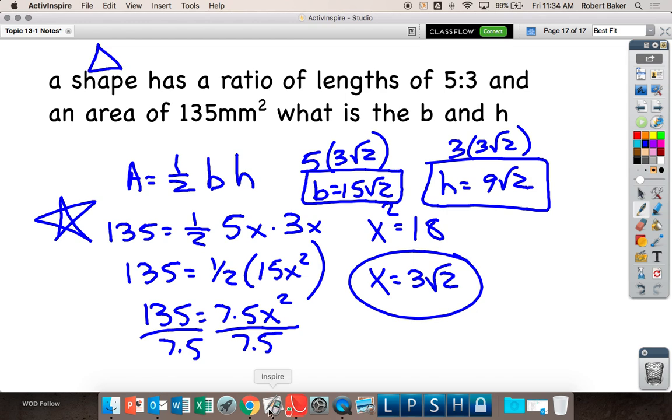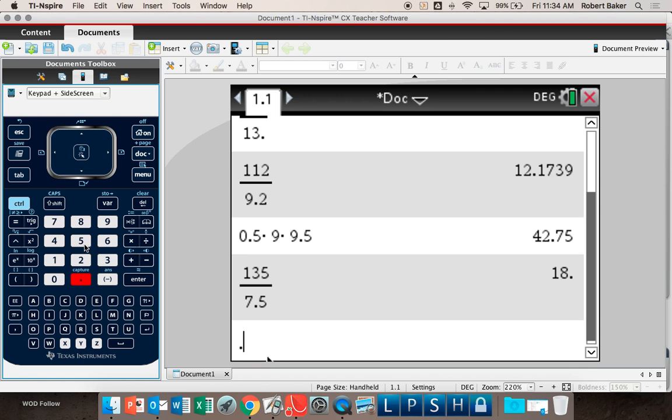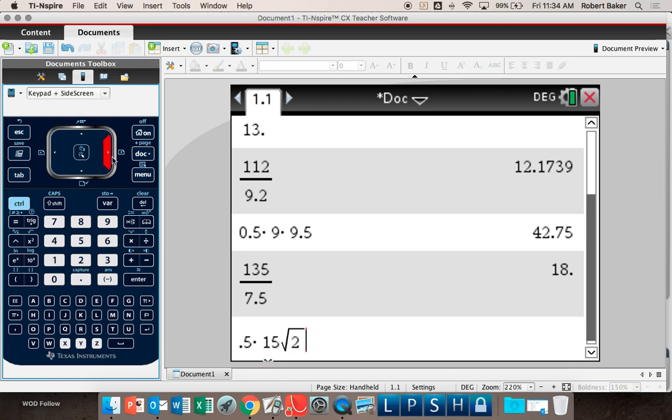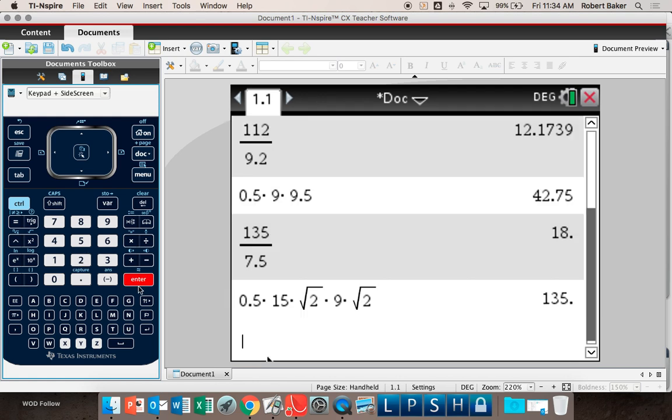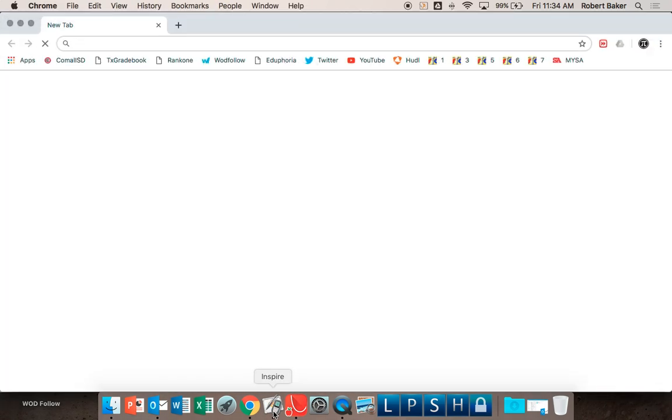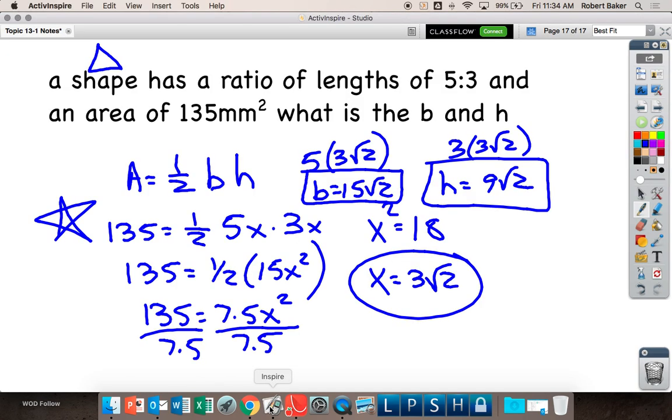And if you calculated 1/2 times the base times the height, what answer should you be getting? 135. Oh, what happened? Freak you out? You wanna try an easier one? Let's go.